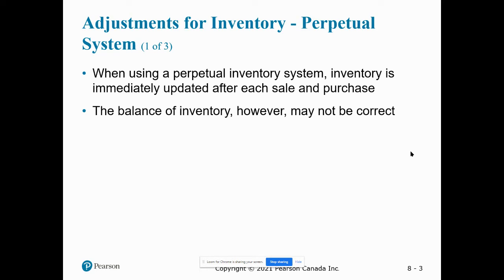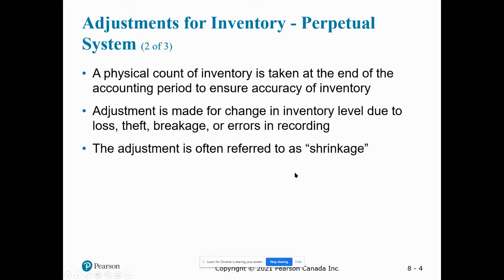At the end of the year, they have to do an inventory count, because the inventory balance may not be correct because of things like theft or damage or a mislabeling. So they adjust at the end of the year from this perpetual system. They do a physical count of the inventory, and then they make an adjustment to the inventory levels to account for these things that could happen: the loss, the theft, the breakage, errors in recording. Sometimes this is called shrinkage or loss due to theft, things like that, but we'll just call it shrinkage for now.